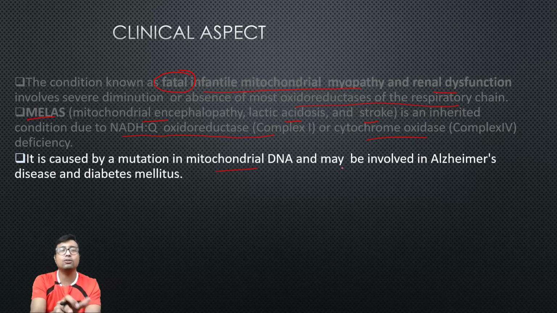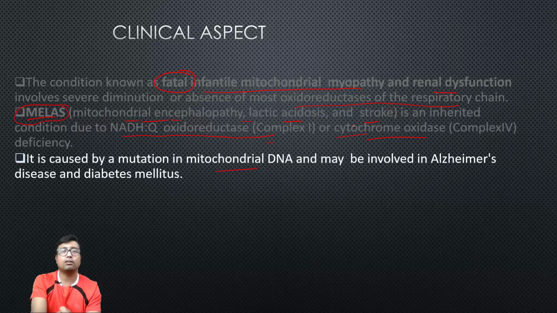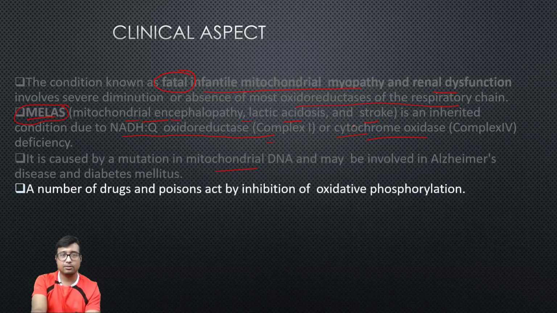But for you guys, just know that you can pass if you know MELAS. Okay, MELAS. What are the components of MELAS? What enzyme is deficient, and it's a defect of mitochondrial DNA, and it's a mitochondrial disease. Okay, and apart from them, as you saw, many antibiotics, drugs, and poisons act by inhibiting oxidative phosphorylation. So these are the clinical aspects.